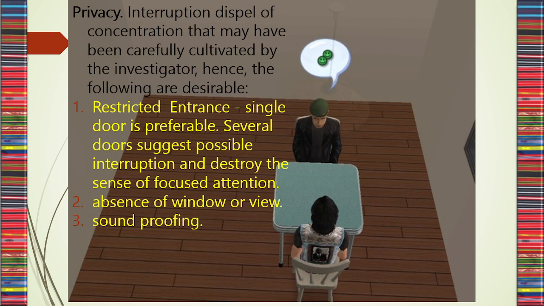Soundproofing. So we should have soundproofing for us not to be distracted by the sounds outside, and likewise for our noise inside not to affect other adjacent rooms or offices within the interrogation room. So, telephone without a bell. It is advised that the telephone in the interrogation room should not have a bell or a ring.